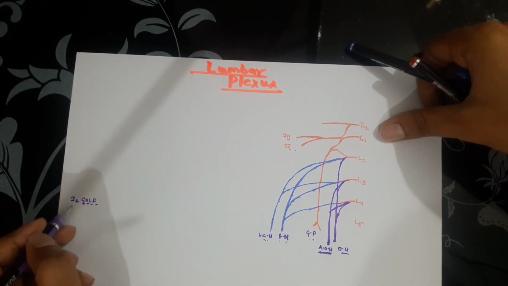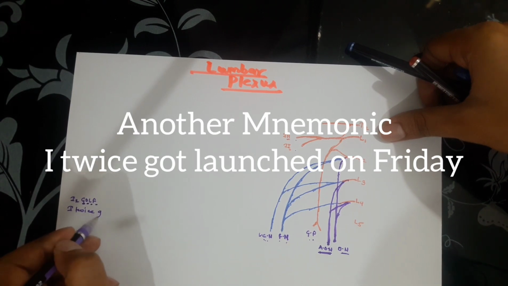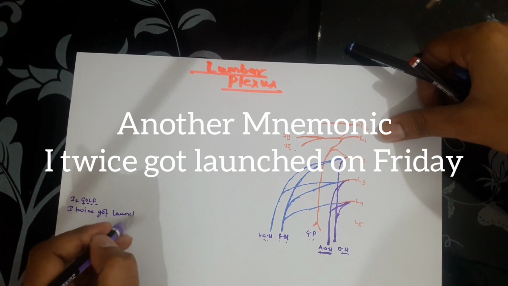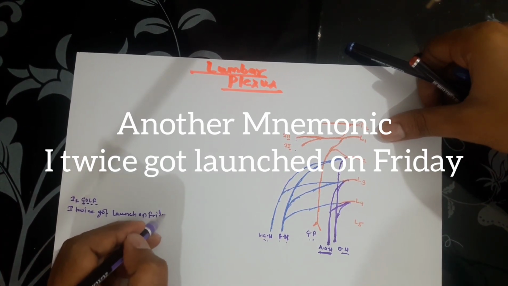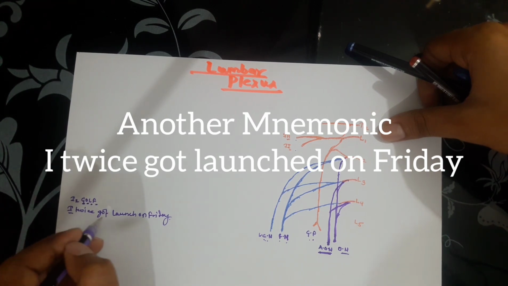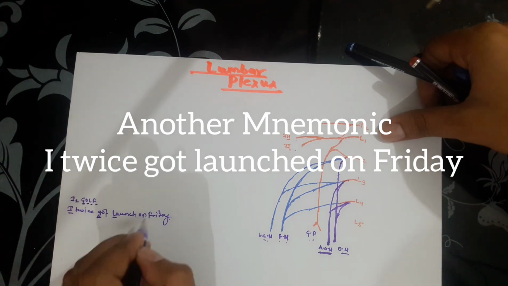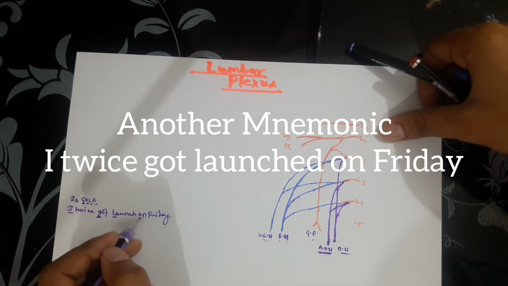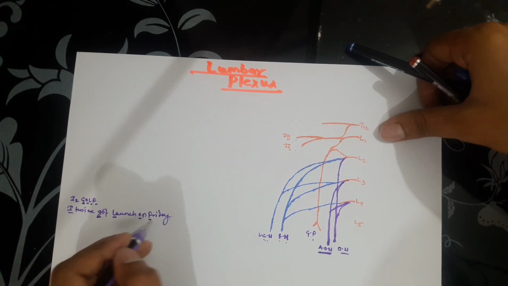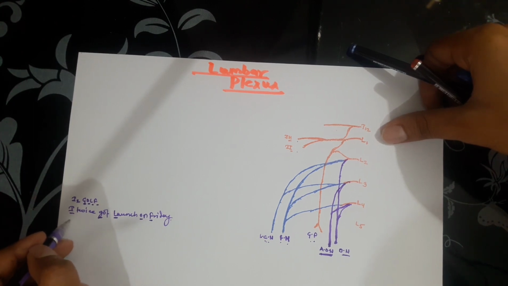Here we can also try this one: I twice got a lunch on Friday. So I twice means iliohypogastric and ilioinguinal, G stands for genitofemoral, L stands for lateral cutaneous, which we can also sometimes call the femoral cutaneous nerve, O stands for the obturator nerve, and then F stands for the femoral nerve.